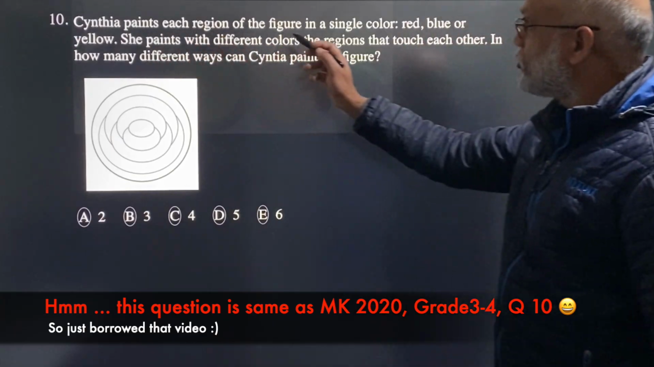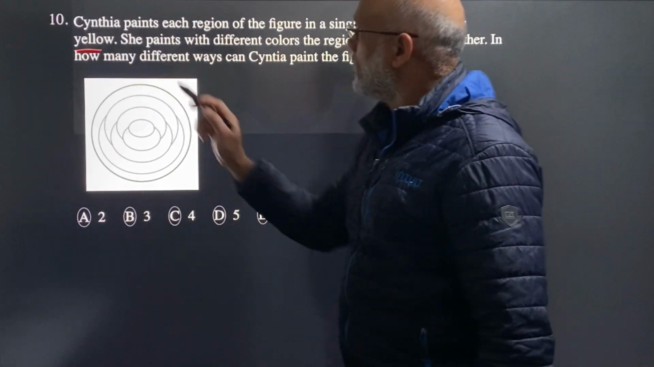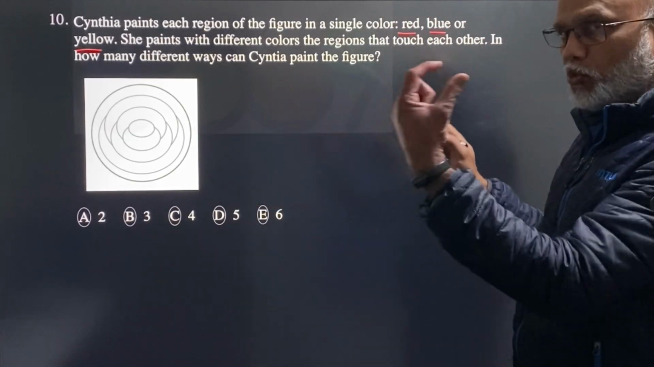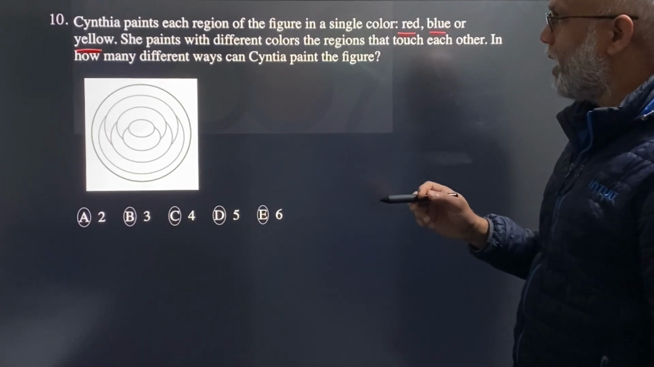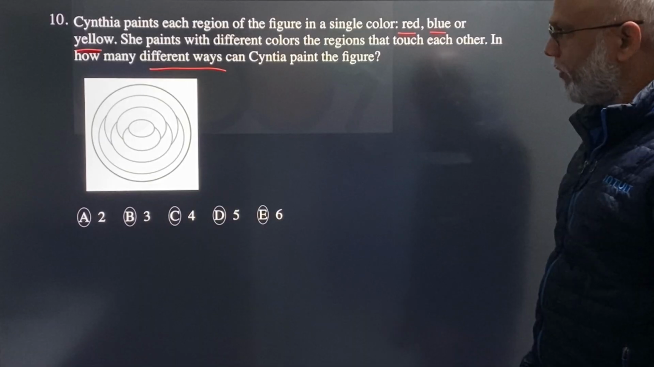Cynthia paints each region of the figure in a single color: red, blue or yellow. She paints with different colors the regions that touch each other. So if 2 regions touch, they have to have different colors. How many different ways can Cynthia paint the figure?